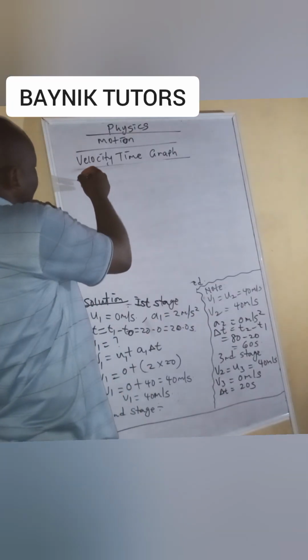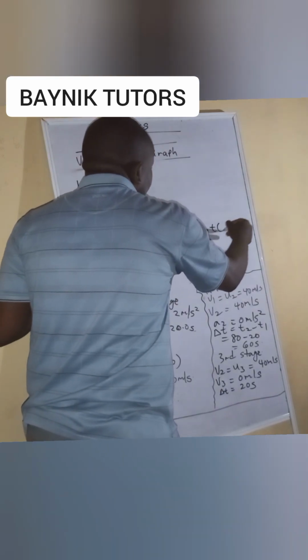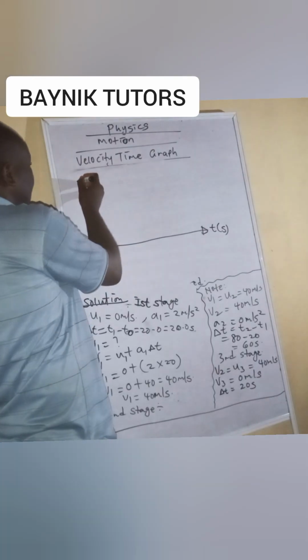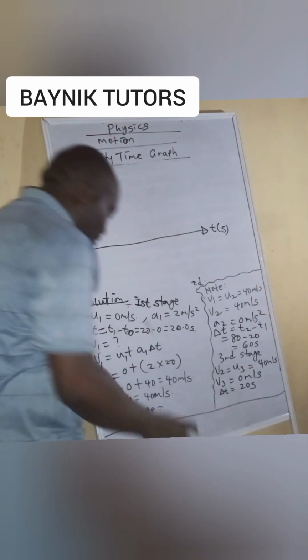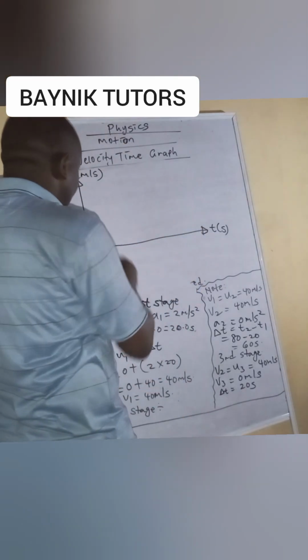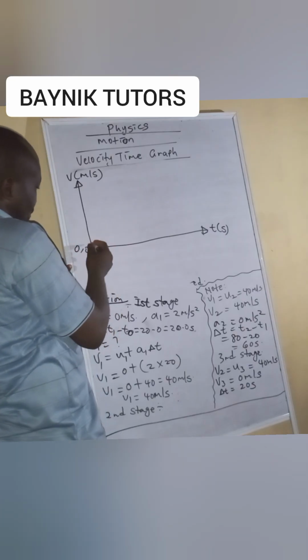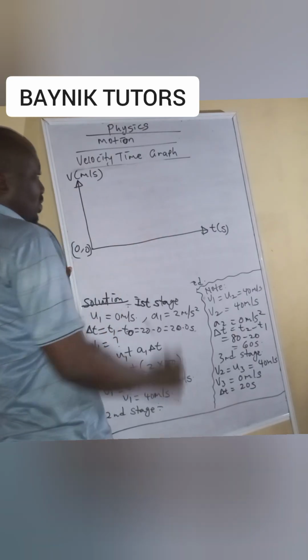We have our diagram here. This is T in seconds. That will be horizontal. The time is always on the horizontal axis. We have the vertical axis, velocity. So just as we said, the vehicle starts from rest. This is 0, 0. That is 0 for vertical, which is velocity, and 0 for the time, which is seconds.